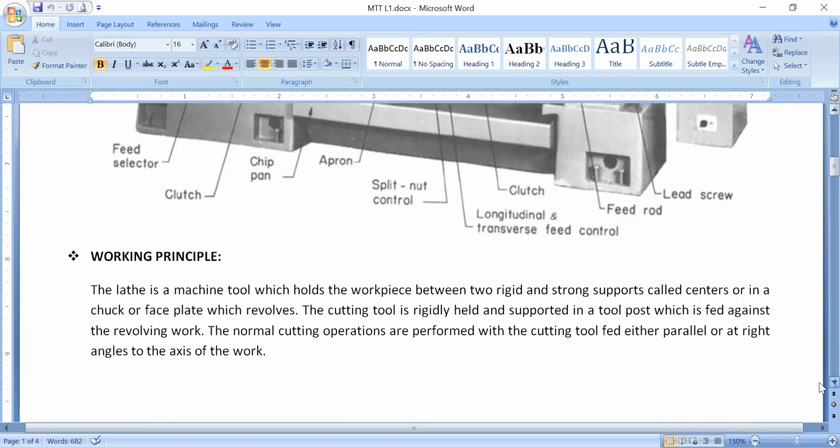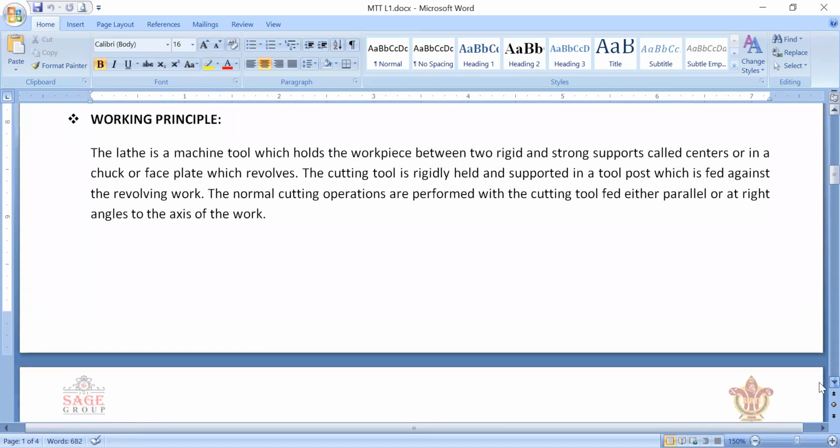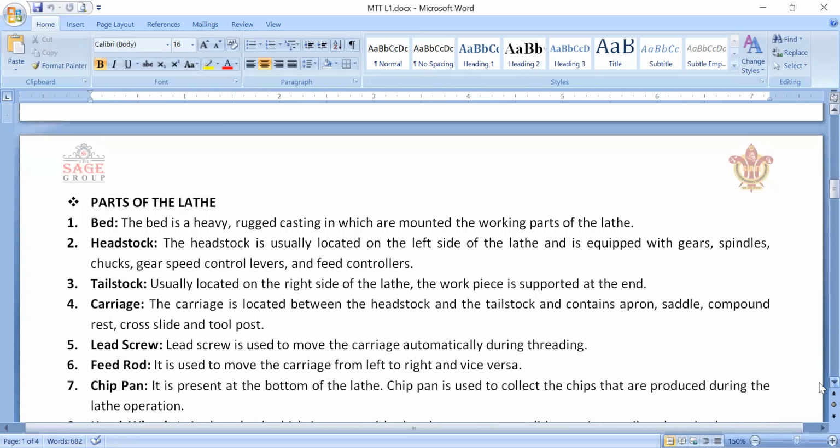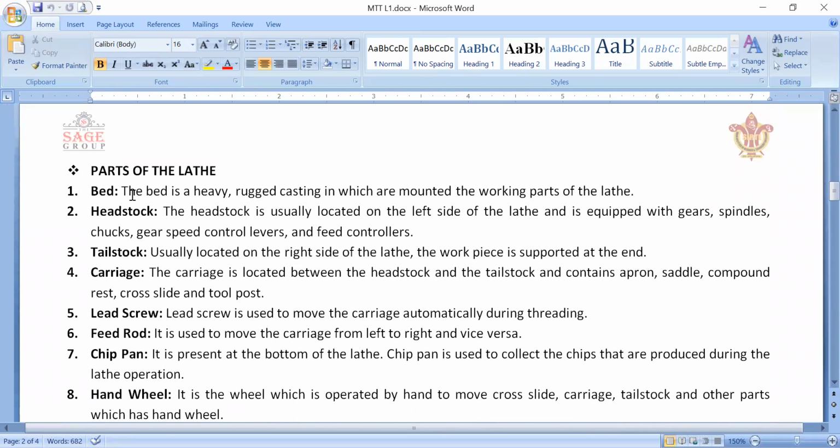Now there are some important parts of the lathe machine that I have already explained. The first is the bed. The bed is a heavy, rugged casting on which the working parts of the lathe machine are mounted. Headstock: the headstock is usually located on the left side of the lathe machine and is equipped with gears, spindle, chuck, gear speed control levers, and bed control levers.